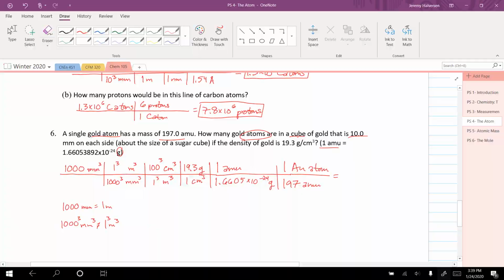So doing the math quickly, and when I did that with, let's see, 3 sig figs, 3 sig figs, 3 sig figs. So my answer is going to have 3. And I got 5.90 times 10 to the 22 gold atoms.